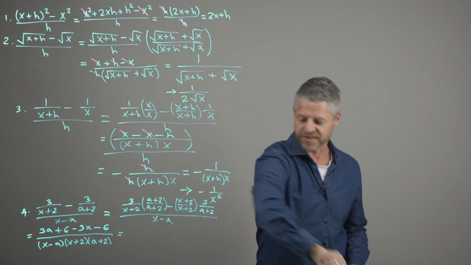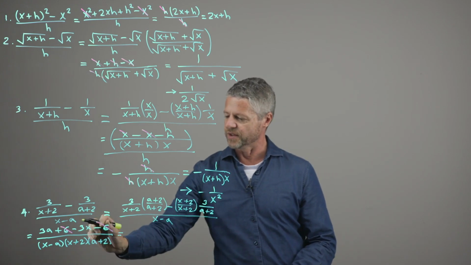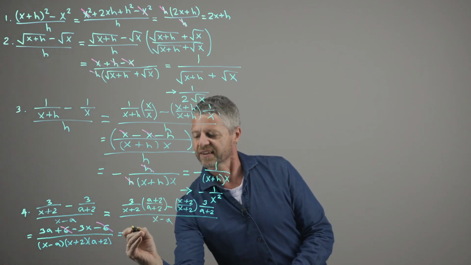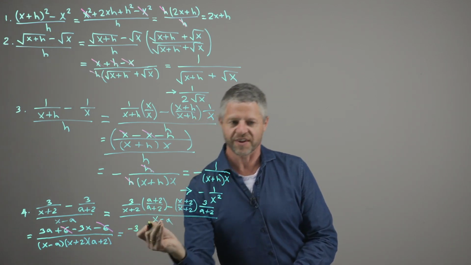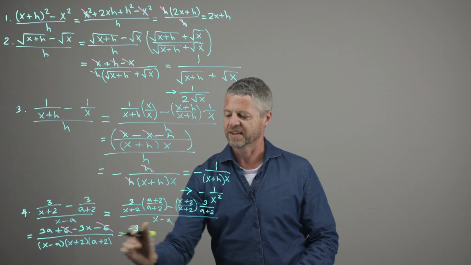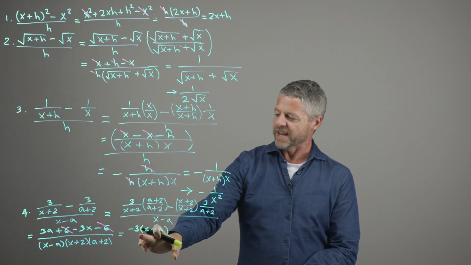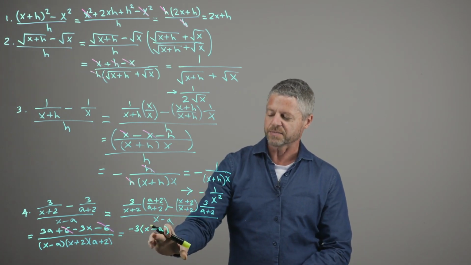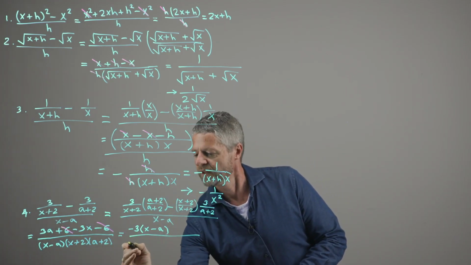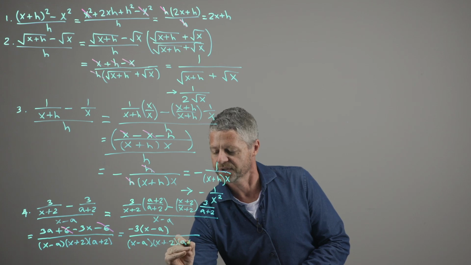So the 6's cancel, the plus 6 and the minus 6. And I've got 3a minus 3x. So I'm going to write that. I'm going to factor out the 3, but I'm also going to factor out a negative sign, because I notice down here I've got x minus a. Okay, see how I've got minus 3x, and minus 3 times minus a, I got plus 3a. And I got x minus a, and x plus 2, and a plus 2.